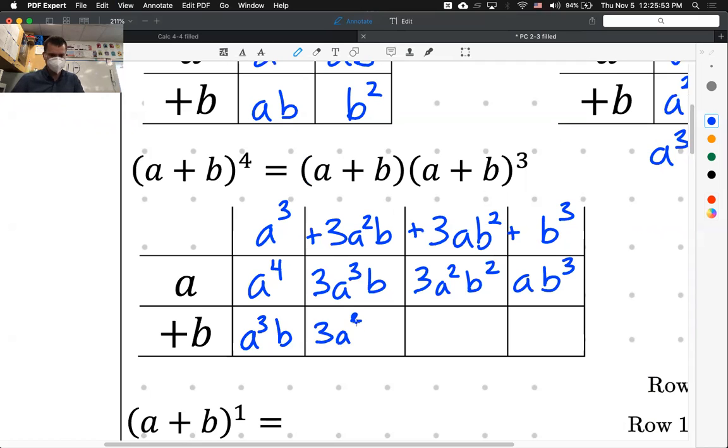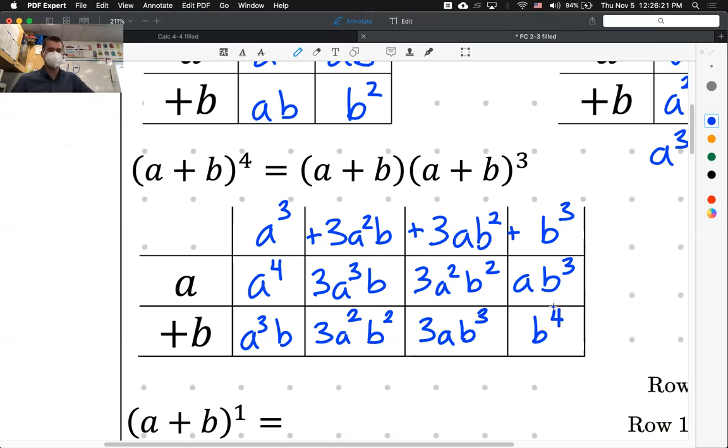3a squared b cubed. Close. There's two of those b terms, right? Yeah, so b squared. Do the next one too. Can you do the next one then? 3ab cubed. There it is. And finally, last and easiest, Mr. Sandell, do b to the power of 4.